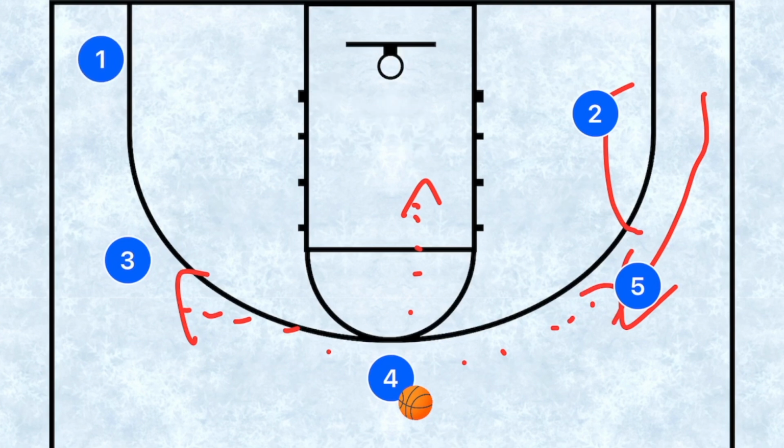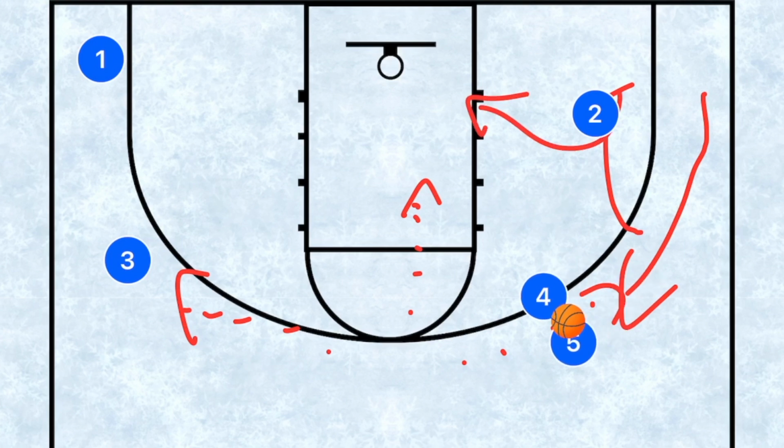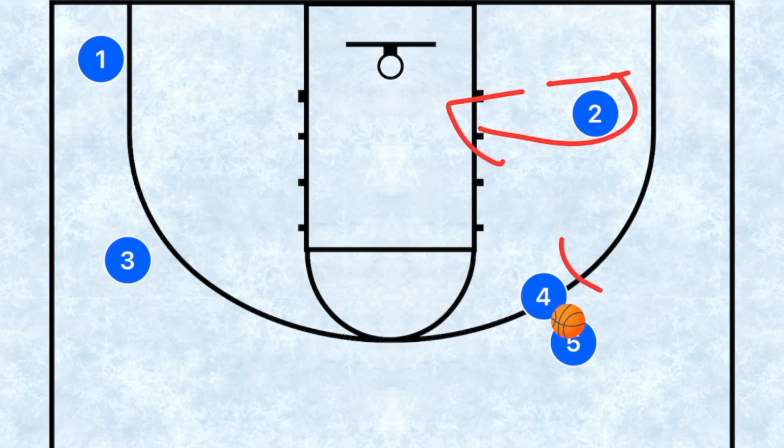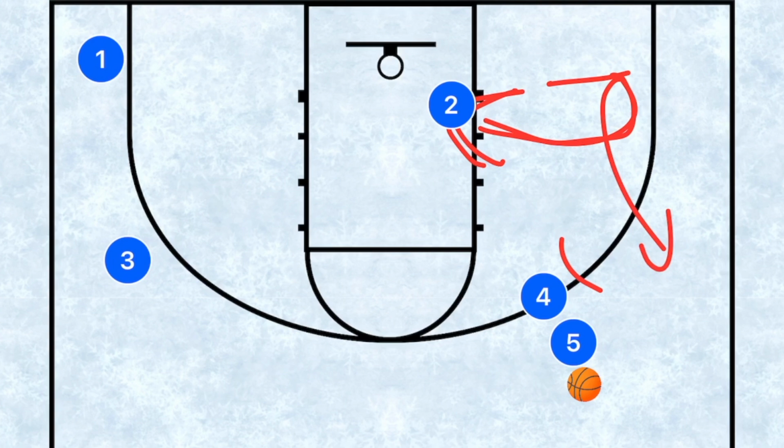However, now 1 is going to fill out, 4 is going to dribble towards player 5, 2 is going to roll towards the basket, and then player 4 is setting that dribble handoff. We can either have player 2 roll towards the basket, or he can pop to the wing. It's up to him.